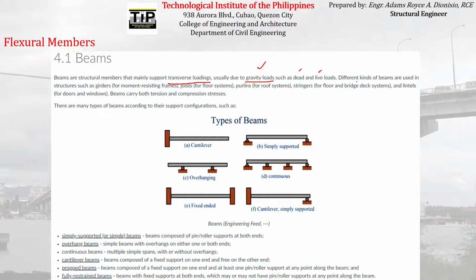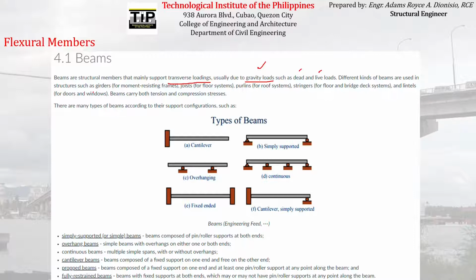Different kinds of beams are used in structures, such as girders for moment resisting frames, joists for floor systems, purlins for roof systems, stringers for floor and bridge deck systems, and lintels for doors and windows. These are the most common places where you can see a beam or a flexural member in general.